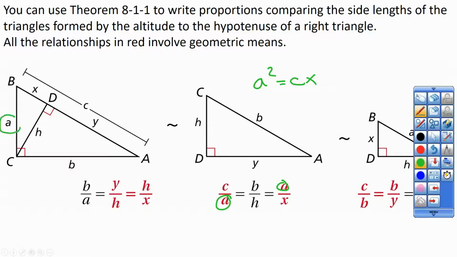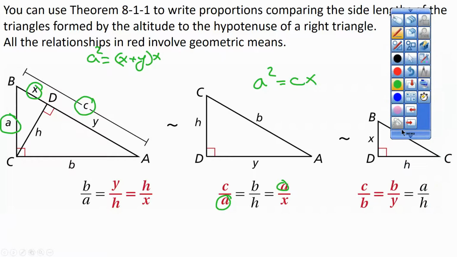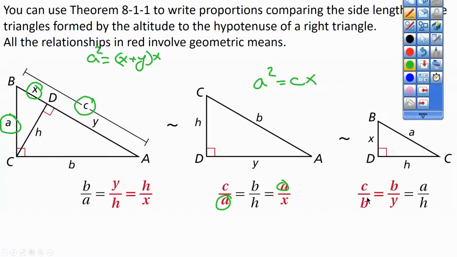So a squared is equal to x plus y, which is c times x. And then you can continue that process and get over to here. And it's just crazy.